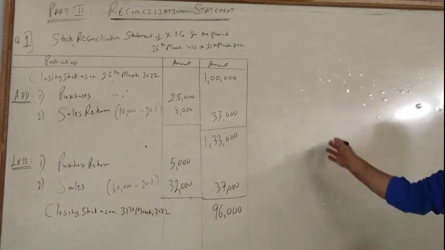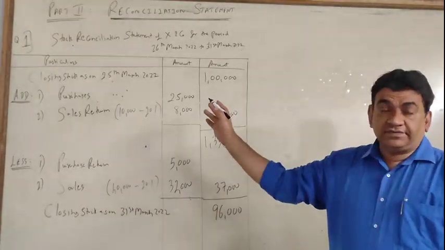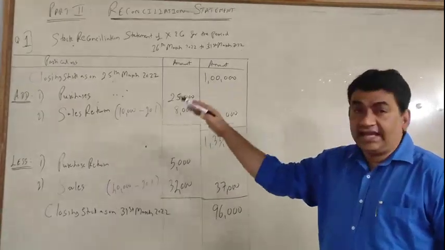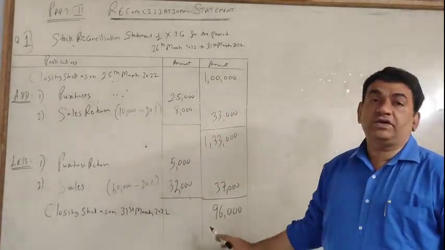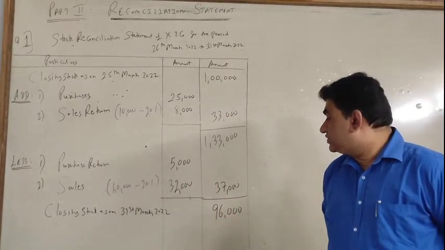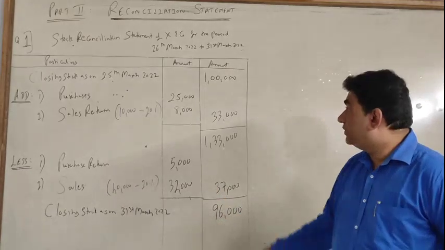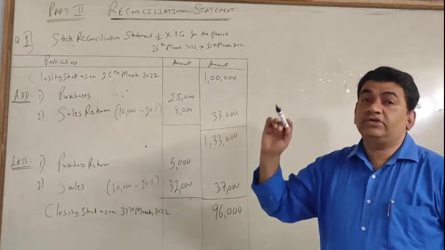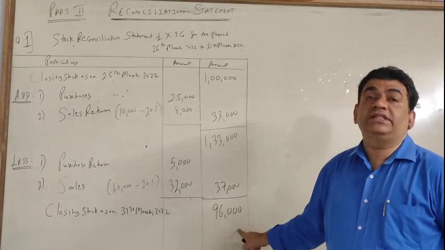This is called a reconciliation statement. Take the stock before or after date, whatever is given, make adjustments by adding and subtracting, and the final figure you get is your closing stock on 31st March, 96,000, which will go in the balance sheet. So 1 lakh will not go in the balance sheet. The balance sheet is prepared on the last day of the year, 31st March. So 96,000 will go in the balance sheet.